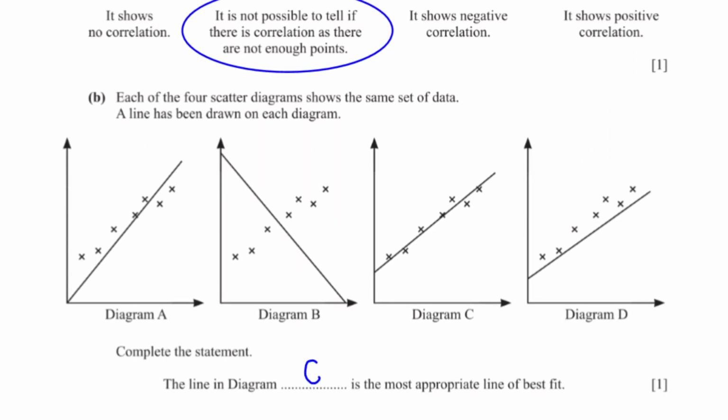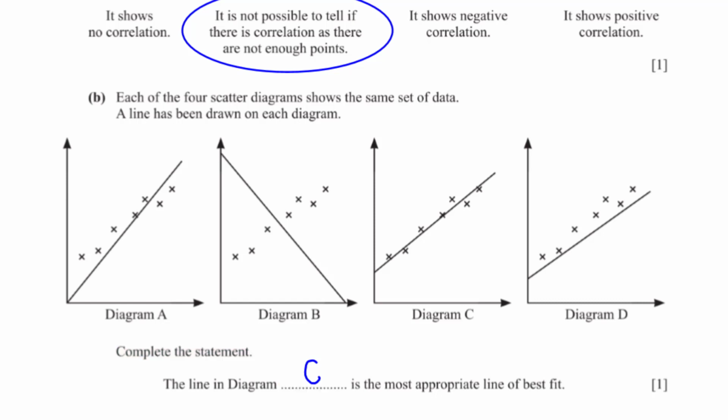Each of the 4 scatter diagrams shows the same set of data. A line has been drawn on each diagram. Complete the statements. The line in diagram blank is the most appropriate line of best fit. Always remember that the general rule of thumb for drawing a line of best fit is that the line must pass through as many points as possible while balancing an equal number of points above and below the line. Based on this criteria, the line in diagram C is the most appropriate line of best fit.